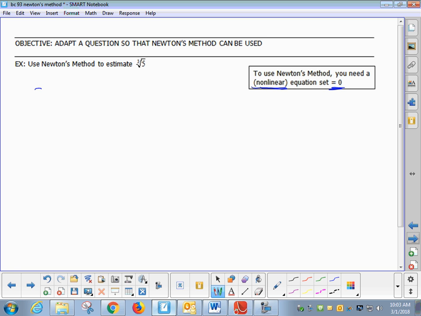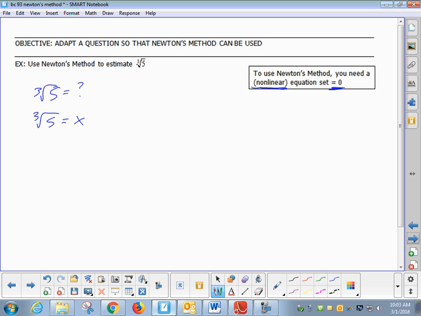Let's go here. Cube root of 5 equals something. Maybe it would help to say equals something, so let's call that x. Now that's a start. Usually there are three different ways people go from here trying to get there.